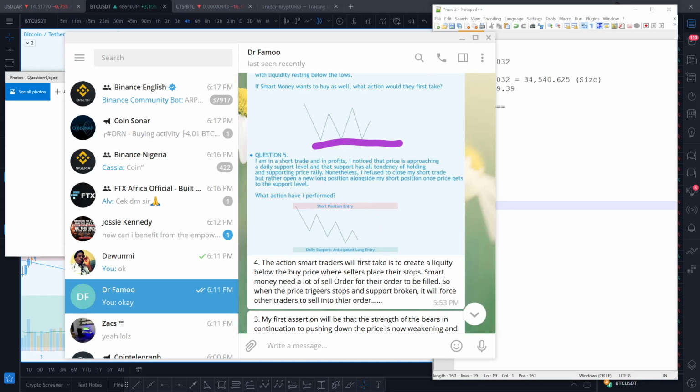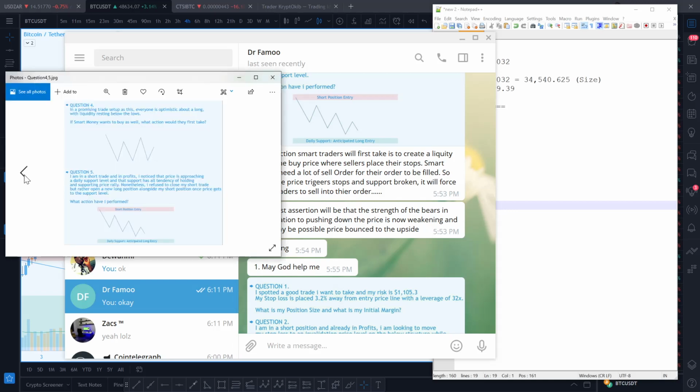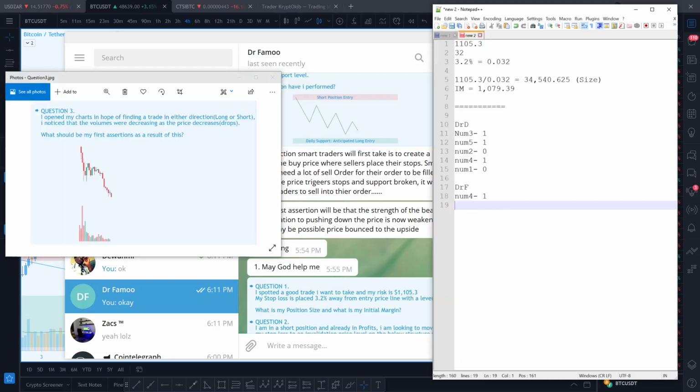Then we show that one. Number 3, my first assertion will be the strength of the BS in continuation to pushing price down is now weakening, and there may be possible price bounce to the upside. That's correct. Price is weakening, right? Okay, price is weakening. So number 3 is also correct.